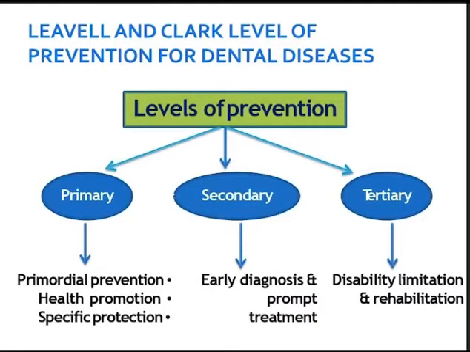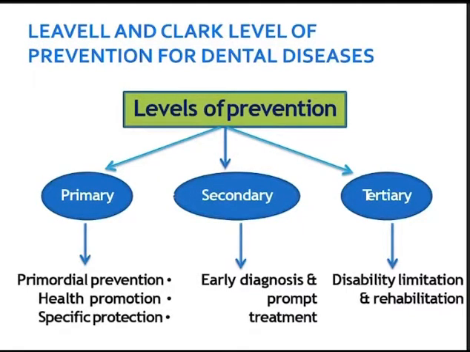So Leavell and Clark have classified the levels of prevention into three categories: primary, secondary, and tertiary. Under primary prevention, there are three categories: primordial prevention, health promotion, as well as specific protection. The secondary prevention includes early diagnosis and prompt treatment. That means the disease has occurred and you have diagnosed it, and in the initial stage you treat the disease.